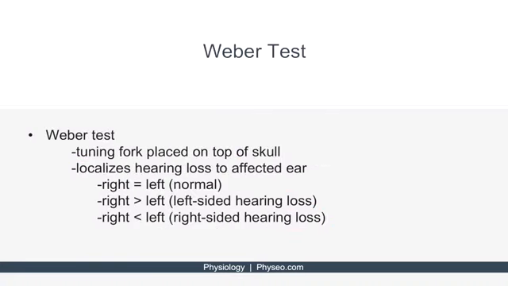Now let's talk about the Weber test. So now the Weber test is taking that same tuning fork and placing it on the top of the skull. And this will localize the hearing loss to the affected ear. So that's very important. So if the patient says that they can hear in the right and the left ear equally, then that's normal. However, if they say that they can hear in the right ear better than the left, then you think, oh, that means they have left-sided hearing loss because they could not hear as well in that left side. And then just the opposite, if they say that they can hear in the left more than the right, that means they have right-sided hearing loss.